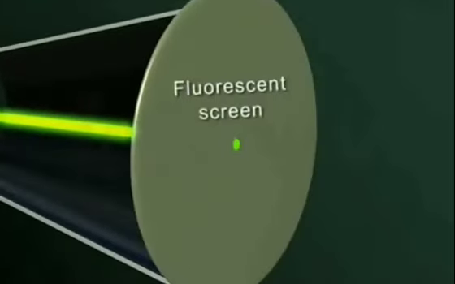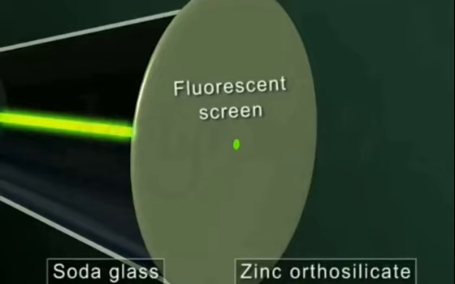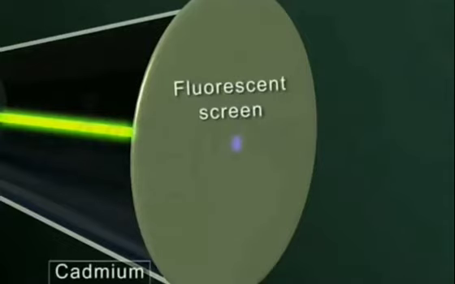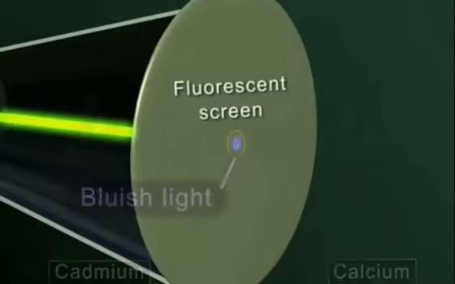Fluorescent screen. This screen is coated with some fluorescent material called phosphor, on which the bright spot of the electron beam is obtained. The color of light depends upon the nature of the fluorescent material. For example, a screen coated with soda glass or zinc orthosilicate gives off green light when an electron beam strikes it, while a cadmium and calcium coated screen gives off a bluish light.